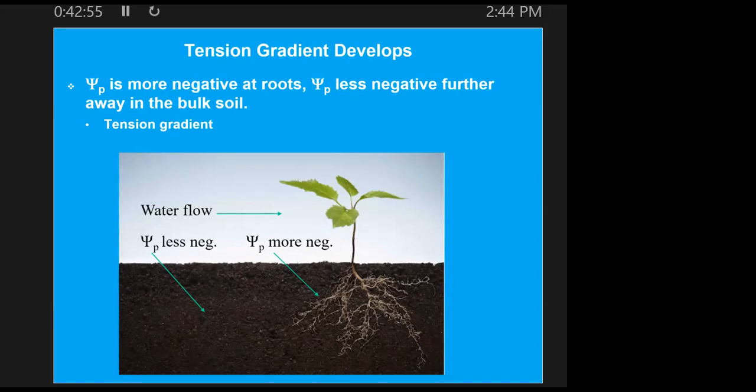And as long as the water molecules are cohering to each other, where it's like a solid mass of liquid water, they're all connected. There are no huge gaps of air in the pathway. As long as it's all connected like that, you'll get water movement.